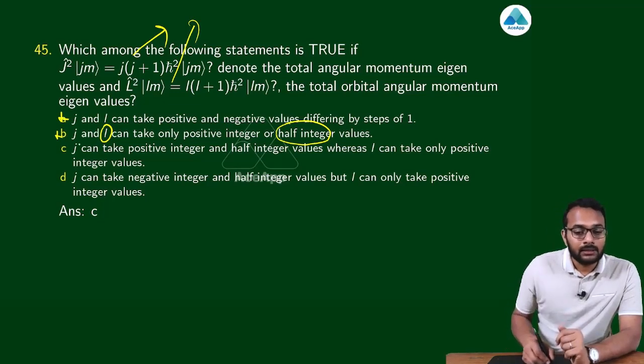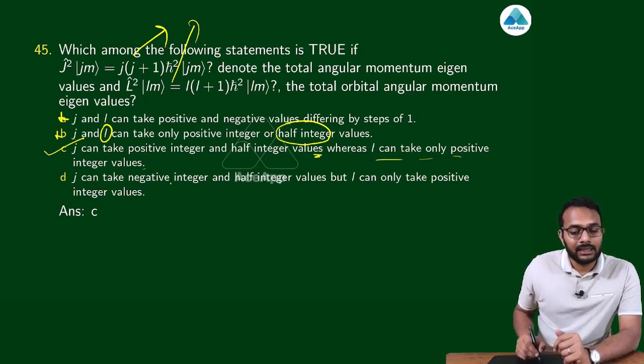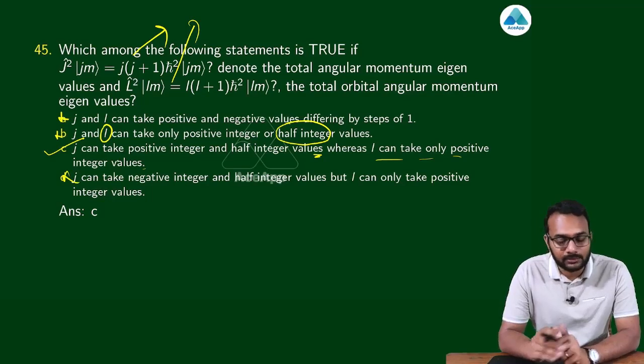Okay, that seems to be the next option. J can take positive integer and half integer values, whereas L can take only positive integer values. Indeed, this is correct. Alright. J can take negative. No, that's also wrong. So option C is the correct answer.